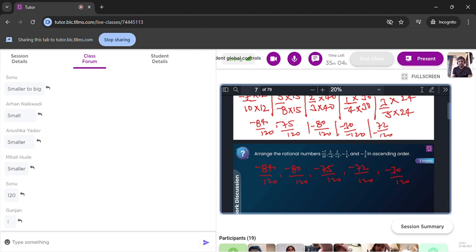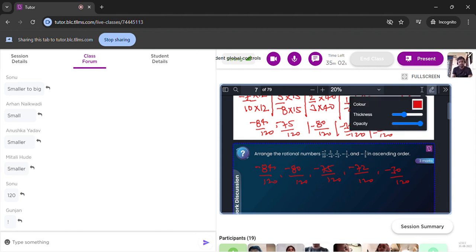Okay, now, minus 84 by 120 came from which number? Minus 7 divided by 10. Okay, and this one, minus 80 divided by 120, came from which number? The third one, which is 2 divided by minus 3. In the similar way, minus 75 divided by 120 came from which number? The second number, which is 5 divided by minus 8.